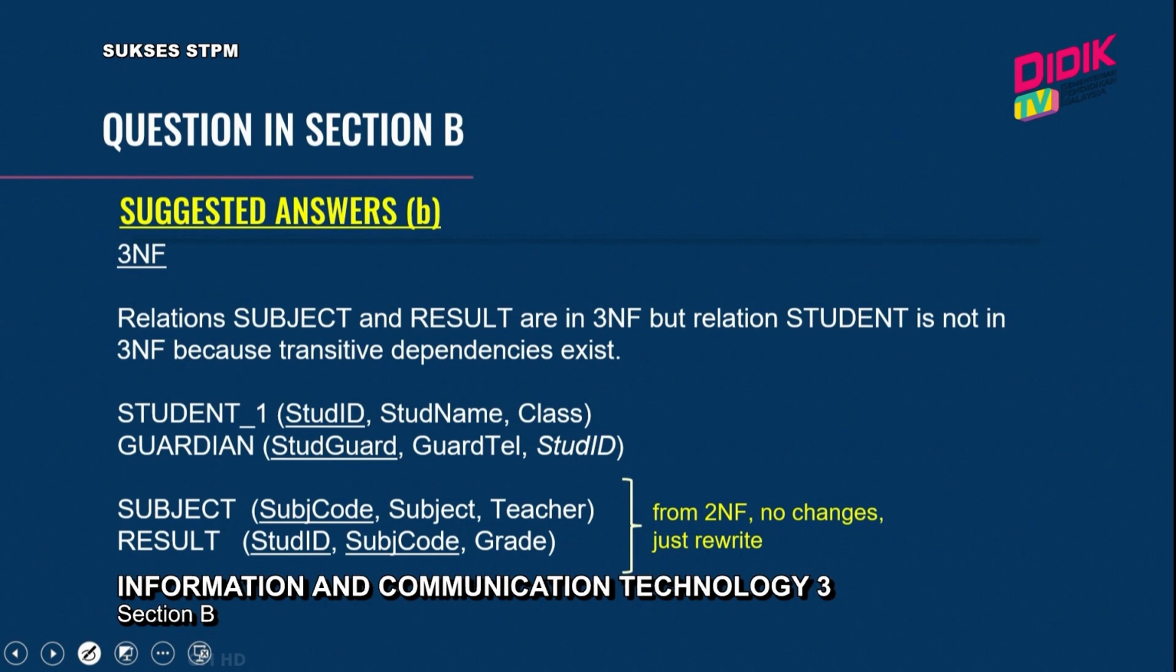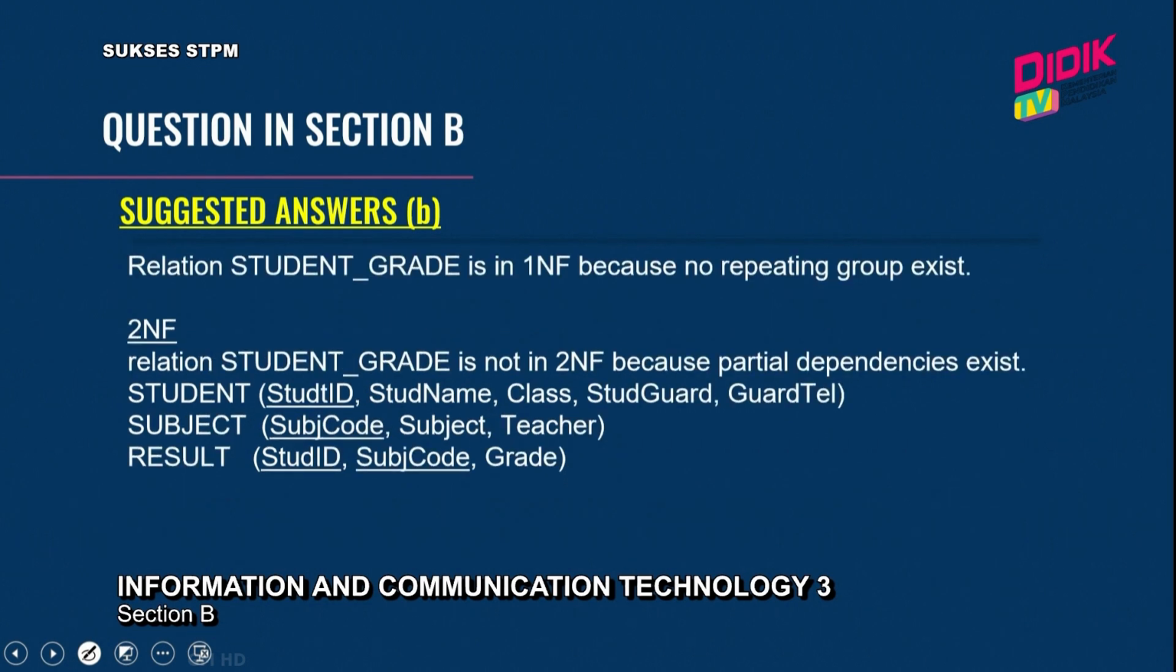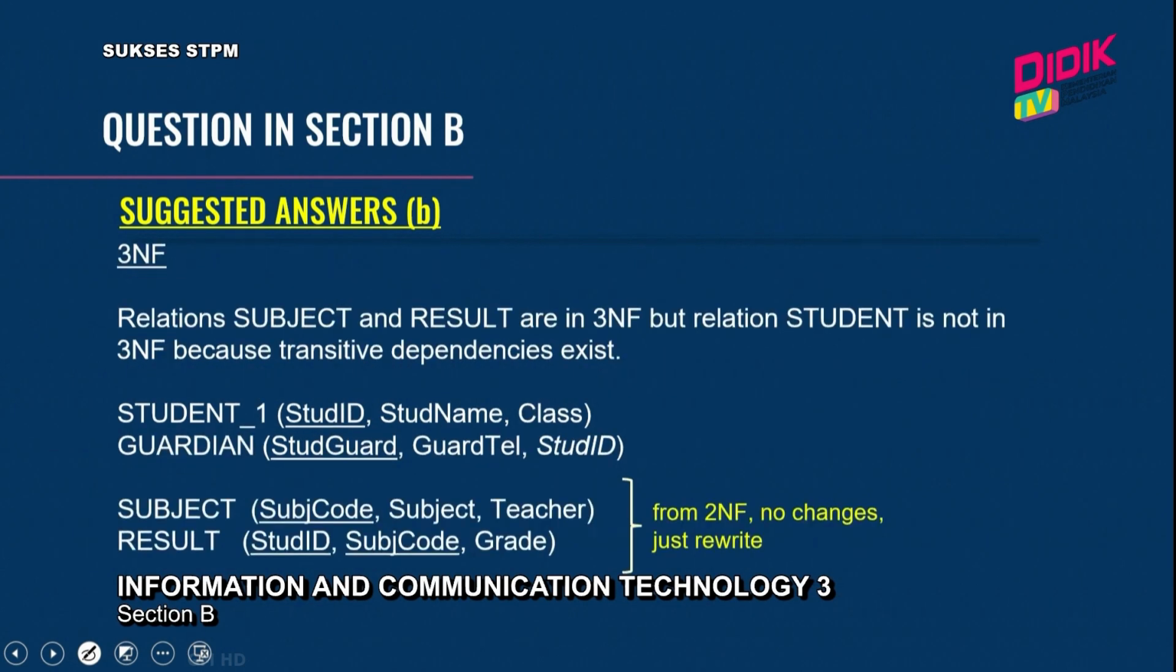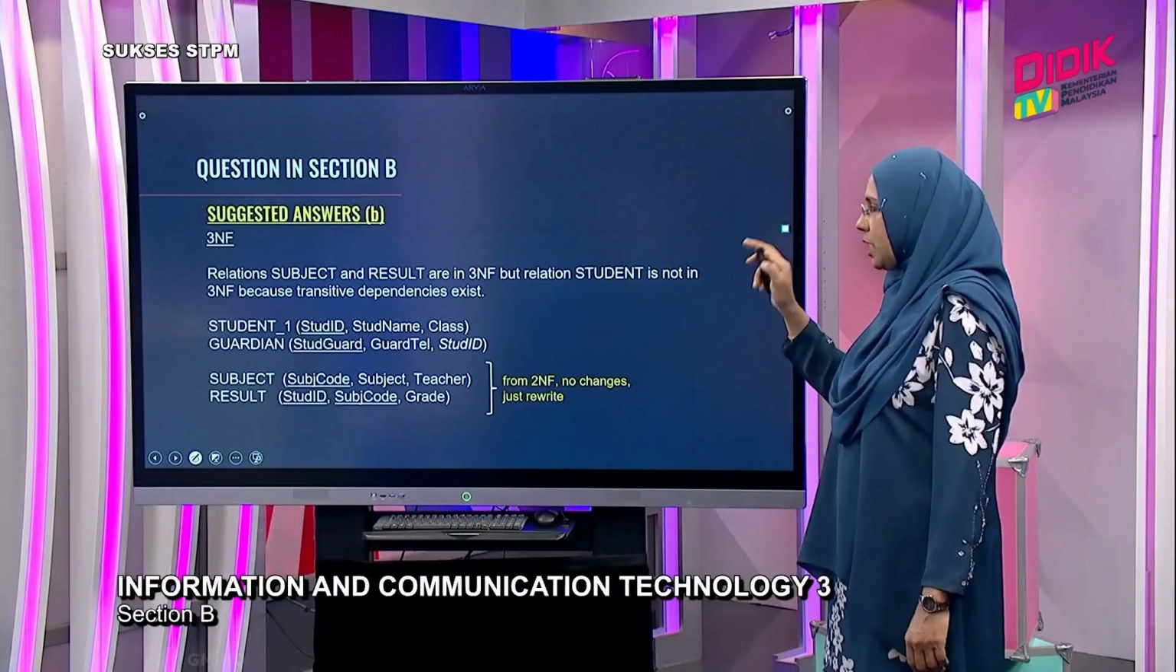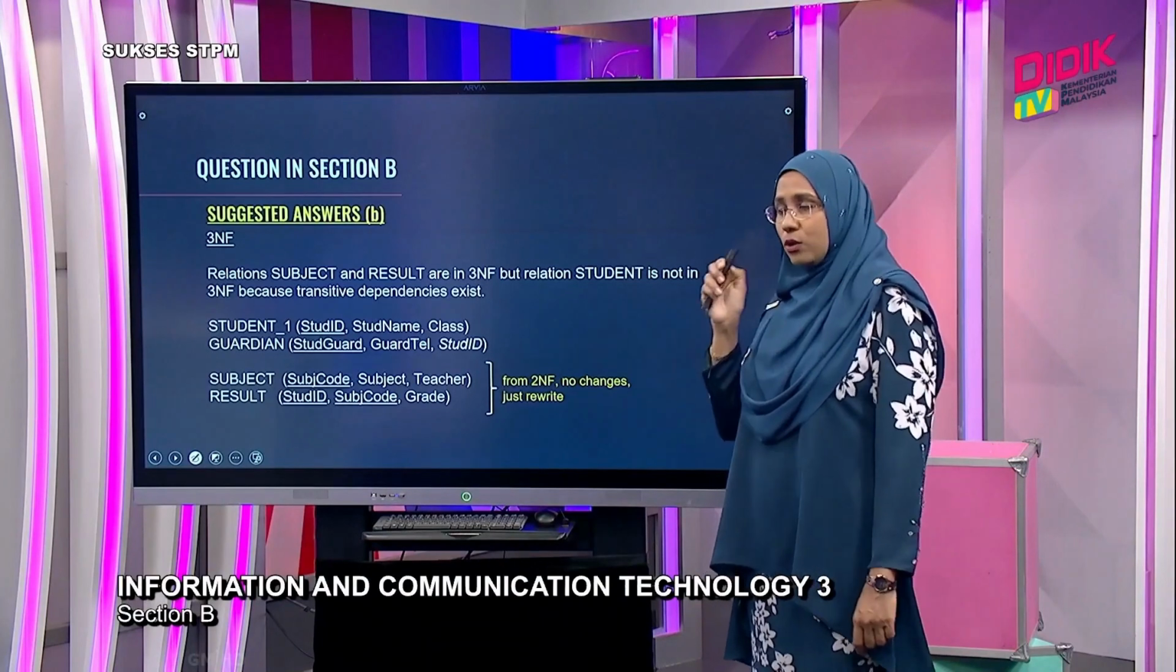Okay, and then for third normal form, relations subject and result are already in third normal form, but student is not in third normal form. So you have to remove the transitive dependency for only the student relation. The rest two, don't do anything. It's already in third normal form. After you remove the transitive dependency, you cannot use the student relation name. You must rename it. So I put student 1. Cannot use the same name.